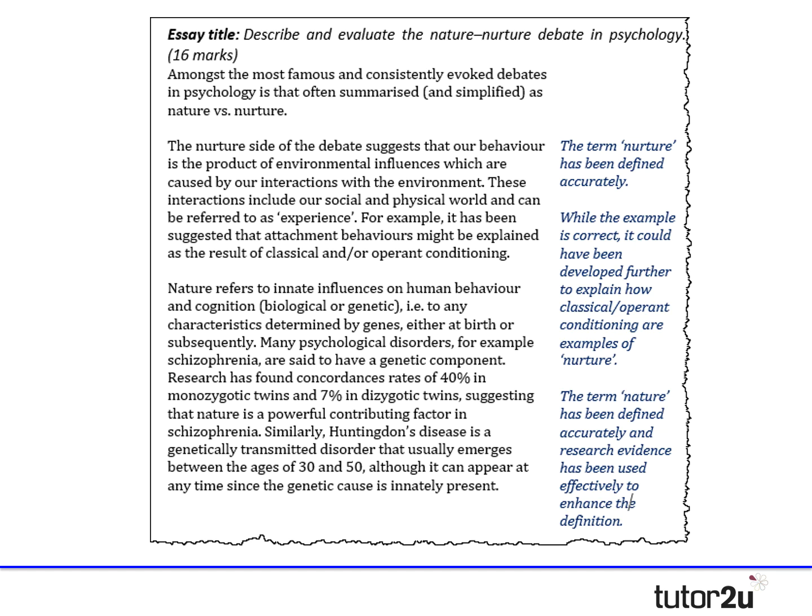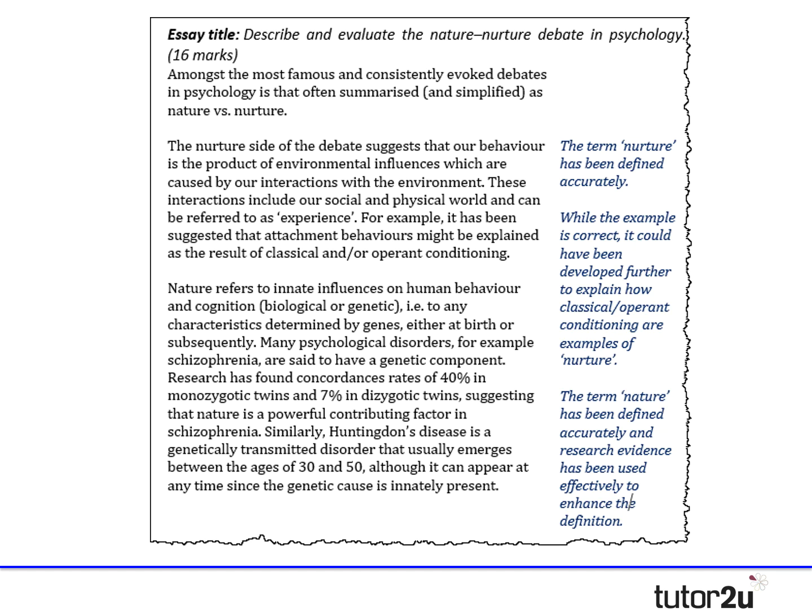Nature, on the other hand, refers to innate influences on human behaviour and cognition, be it biological or genetic, to any characteristics determined by genes, either at birth or subsequently thereafter, okay? Many psychological disorders, for example schizophrenia, so I've actually chosen a year 2 topic that I teach here, are said to have a genetic component. Researchers found a concordance rate of 40% in MZ twins, 7% in dizygotic twins, suggesting that nature is a powerful contributing factor in schizophrenia.